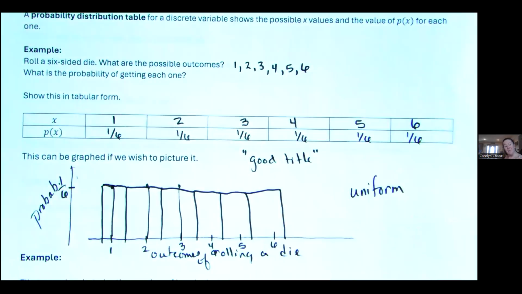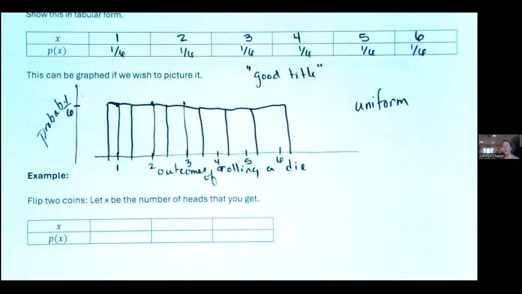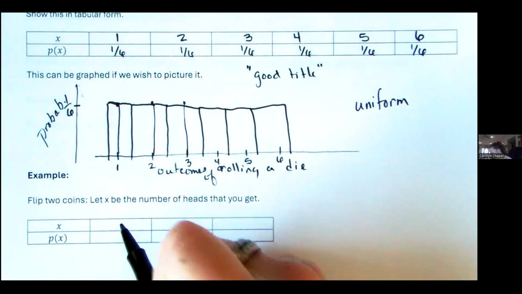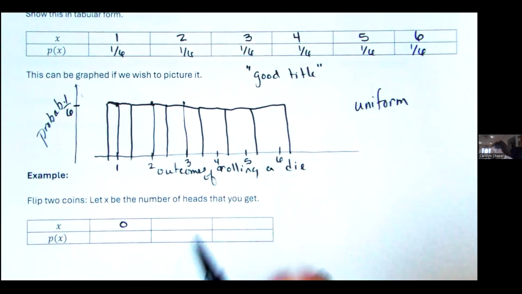And we're going to do some more. So here we're going to flip 2 coins and we're going to let X be the number of heads that you get. When we flip two coins, we could get no heads, one head, or two heads. Now, finding the probabilities, since there are three outcomes, it is not 1/3.